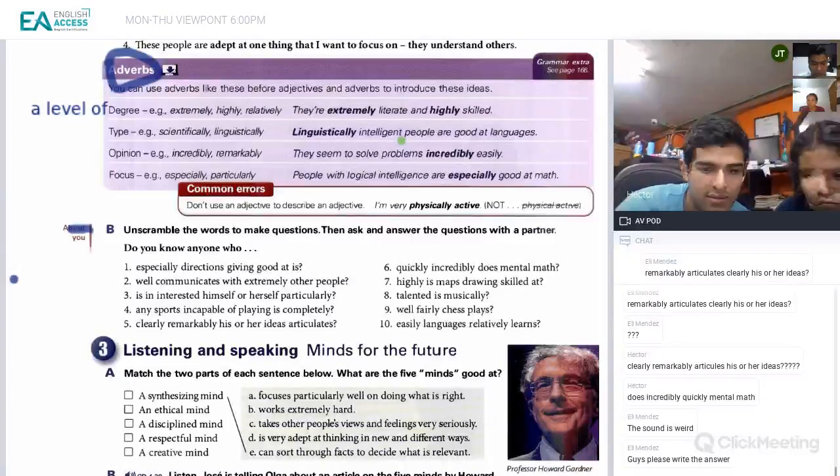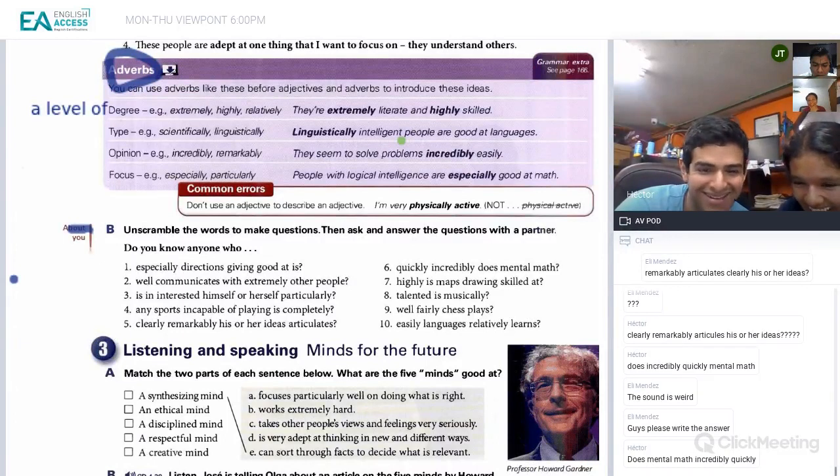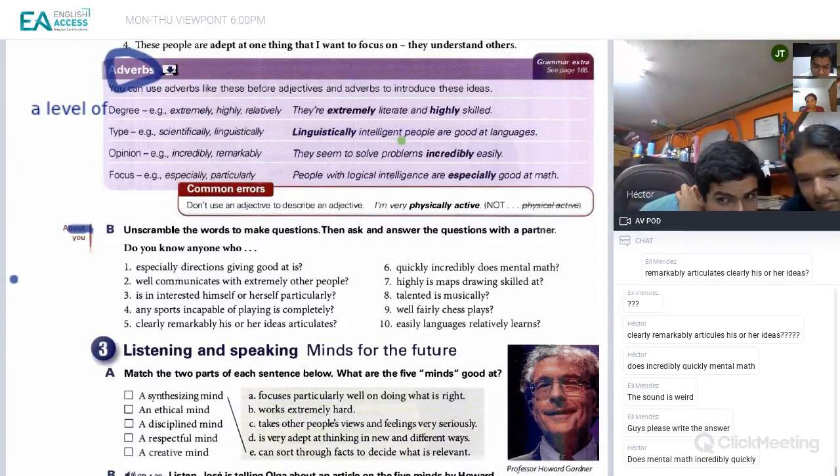Does mental math incredibly quickly? Do you know anyone who does mental math incredibly quickly? Yes, quickly, rápido. Really? Incredibly. Mental math incredibly quickly.